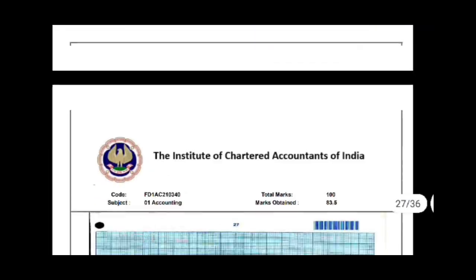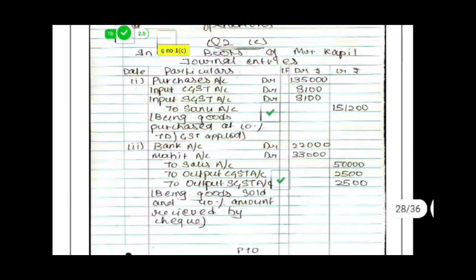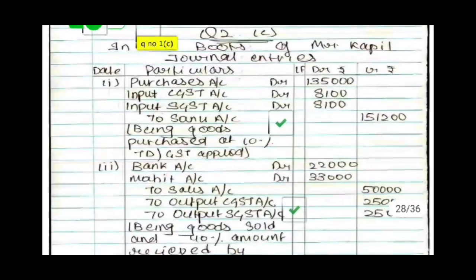Now for the journal entry, question number 1C, I mistakenly wrote question number 2C. Thank you ICAI for not cancelling the question itself. They granted me marks. Talking about the journal entries, most of you have doubts about the narration part. You can see the narration is quite short.